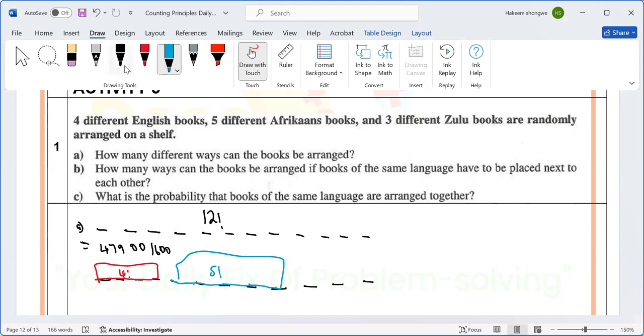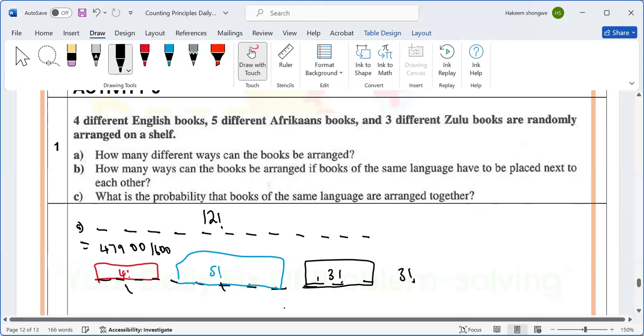Last but not least, we have 3 books that are still remaining. The 3 shall become 1. The 3 books is going to be 3 factorial. So now we have 4 factorial, 5 factorial, and then 3 factorial. But these blocks are not fixed. I think this is a mistake that I've seen. We don't place the blocks; they are not fixed here. This block and this block and this block can still move. You have 3 factorial ways.